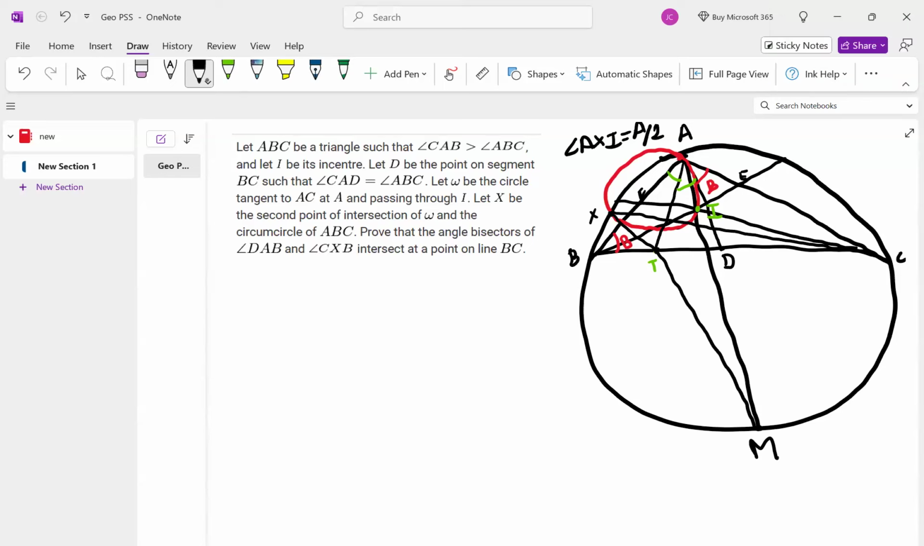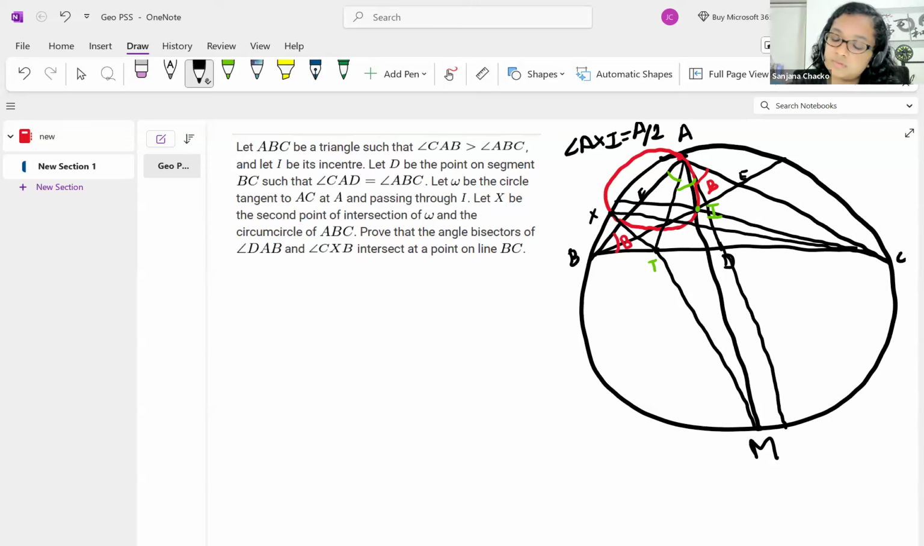How about we extend AD to meet the circumcircle somewhere, and then at least that will make BC also an angle bisector, because proving three angle bisectors concurrent seems nicer. So you're saying we introduce some point here? Yes, and join that to D, and join that to B. Sure. Okay.